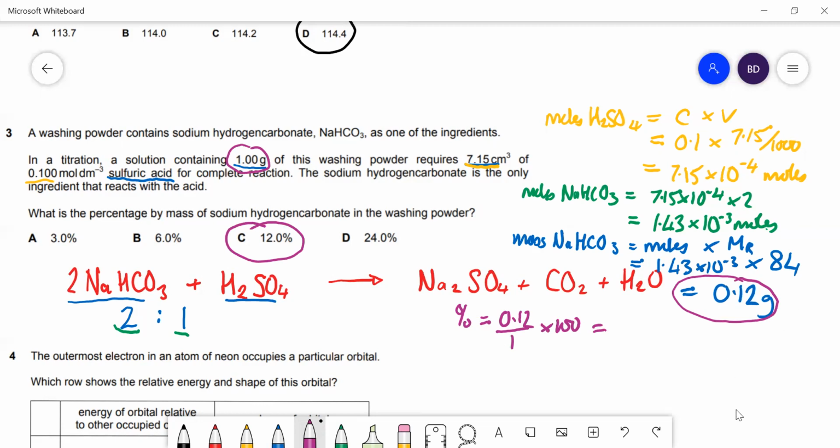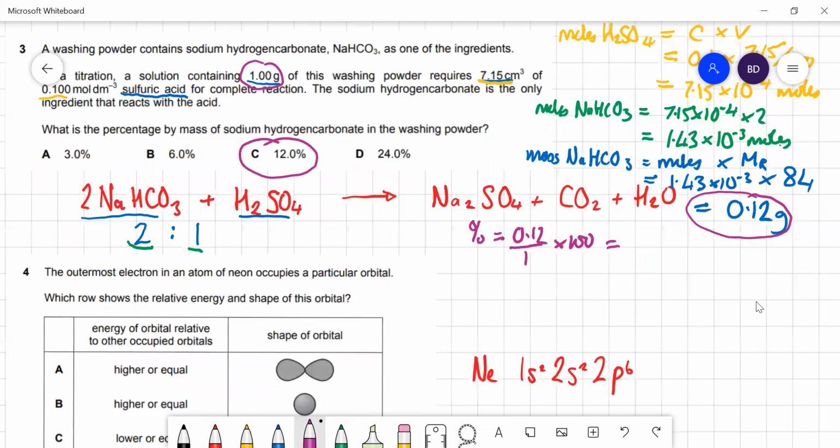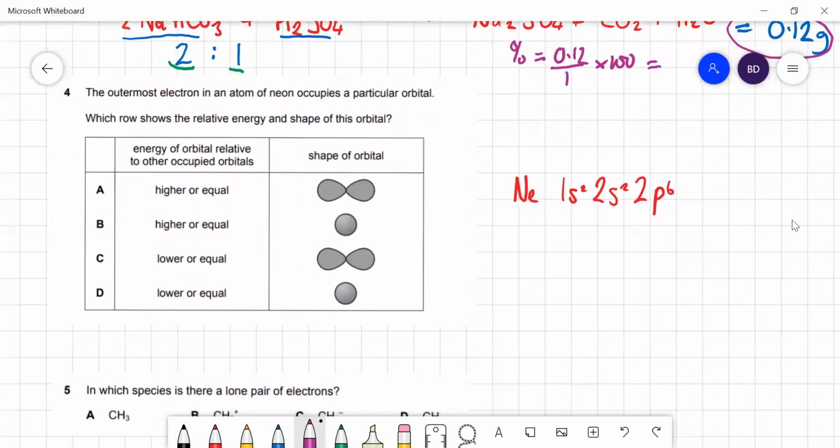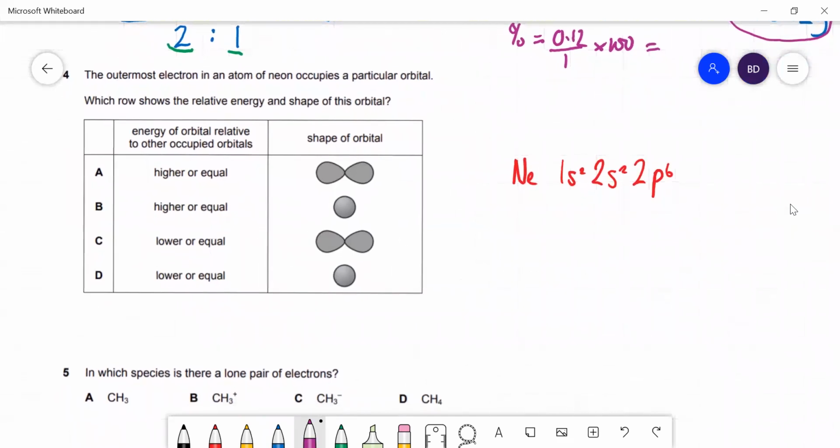Okay, now on to electronic structure. Right, the outermost electron in an atom of neon occupies a particular orbital. Well, here is the electronic structure of neon: 1s2, 2s2, 2p6. Which row shows the relative energy and shape of this orbital? Right, it is the outermost electron, so we're talking about the electron in the 2p orbital.